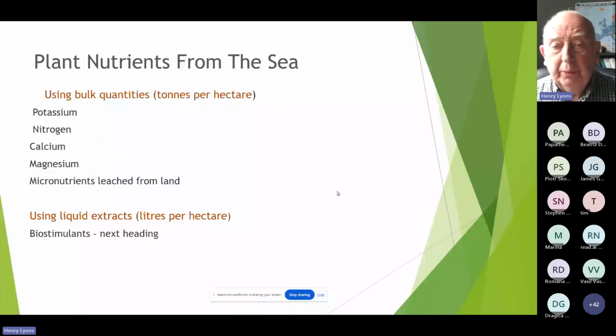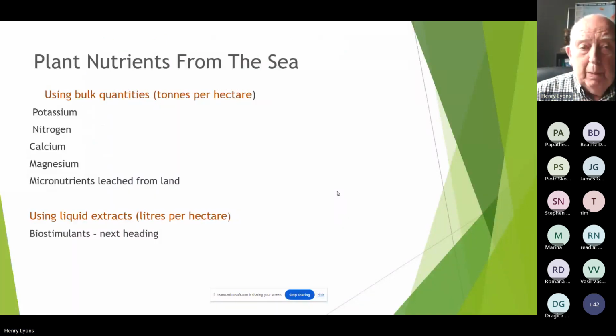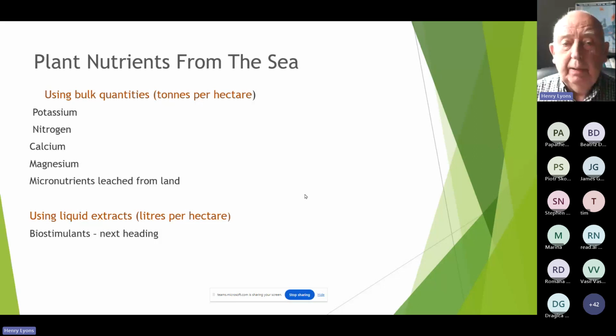Now, before I get into the plant biostimulants, plant nutrients from the sea in general. In the old usage along coastal communities, you had farmers with horse and carts and later tractors. Potassium is pretty high in content in seaweed. Very surprising, because the seawater contains a lot more sodium, but the brown algae especially concentrate a lot of potassium. There is some nitrogen, mainly from the protein content.